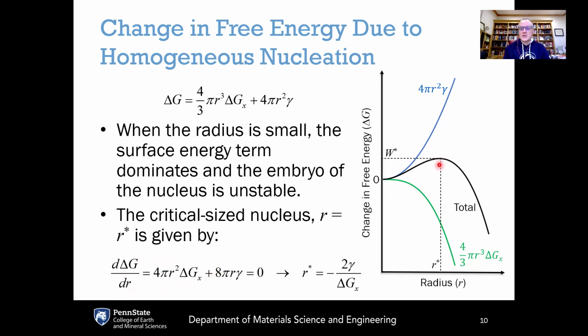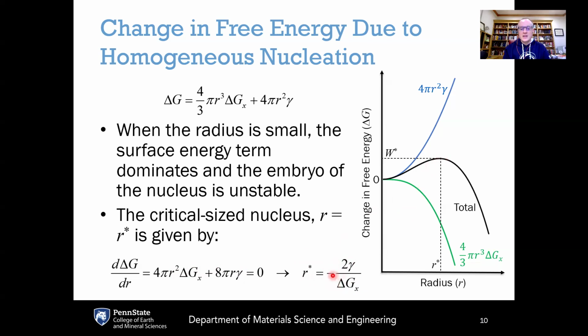Now, to find the location of this maximum, we need to set that derivative equal to 0 and solve for R. We immediately divide by one of the R's because one of the solutions is R equals 0. That's not the solution that we're after here. The other solution, when we solve for R, gives us R star equals -2 gamma over delta G sub x. So this value here, R star, is the location of this maximum in the Gibbs free energy. That is the size of the critical nucleus for it to be stable.